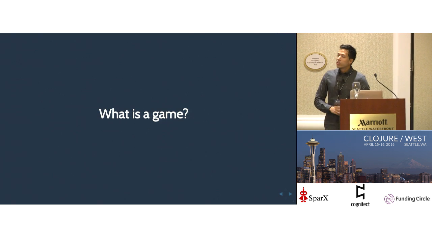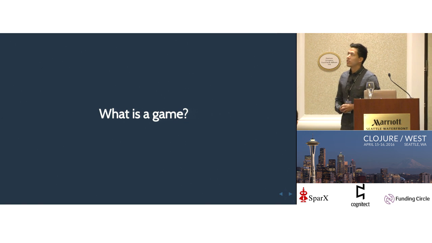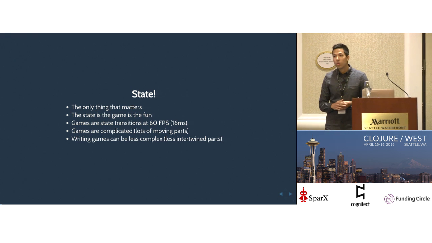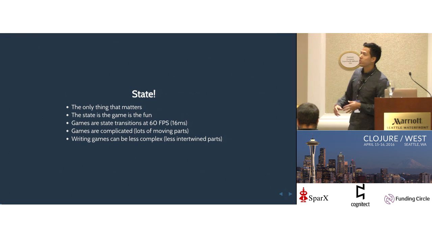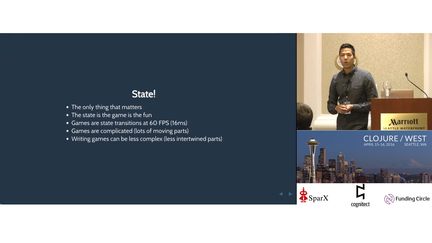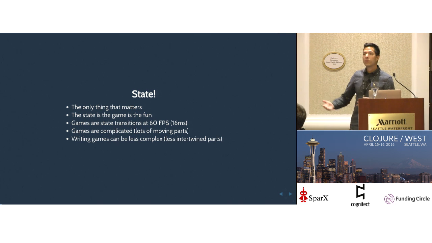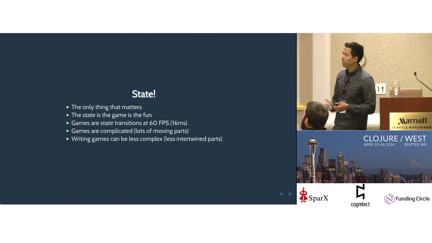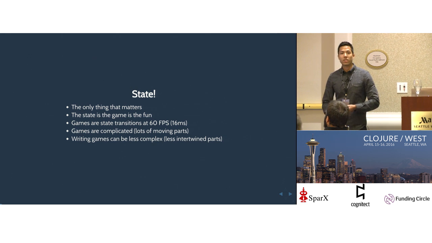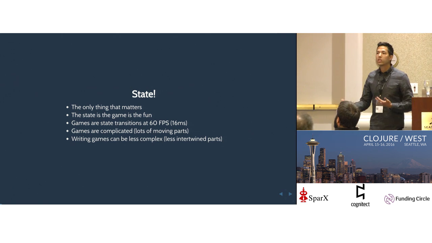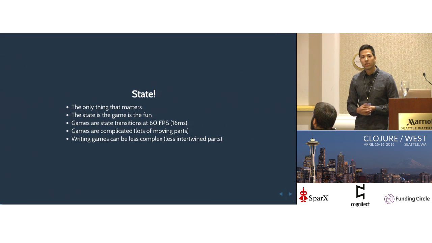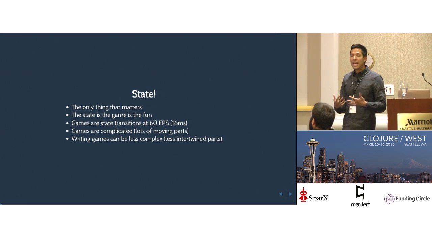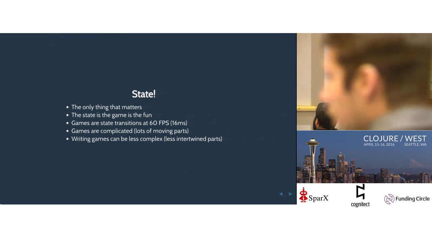So to start off, what is a game? How do I actually define what a game is? Really, it's state. One of our most feared but also most revered things about anything related to a program is state. In games, we can think about it as state transitions happening 60 times per second. They tend to be pretty complicated. It's a multimedia interactive experience that has lots of moving parts, and a lot of times the moving parts tend to be intertwined. So there's some complexity inherent in building and expressing games.